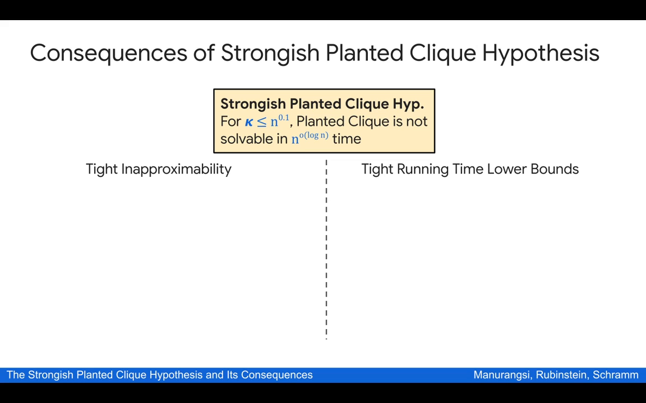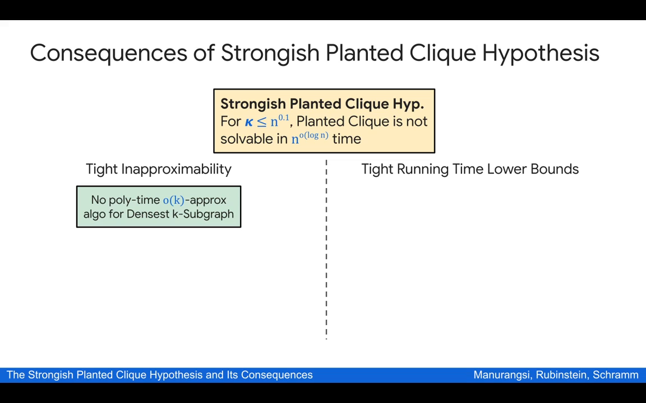The main result in the former is for the densest k-subgraph problem, where we show that there is no polynomial time little-o of k approximation algorithm for the problem. And note that the approximation ratio little-o of k that we can prove here is tight because there is a simple algorithm that can achieve k approximation for the problem in linear time, where you just pick a vertex with highest degree and pick as many of its neighbors as you can.